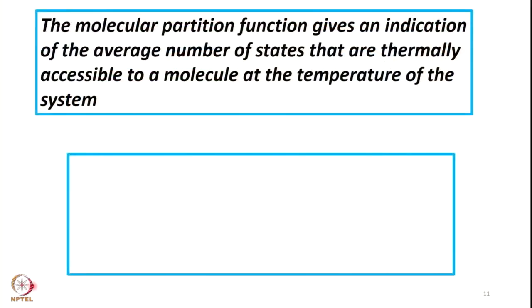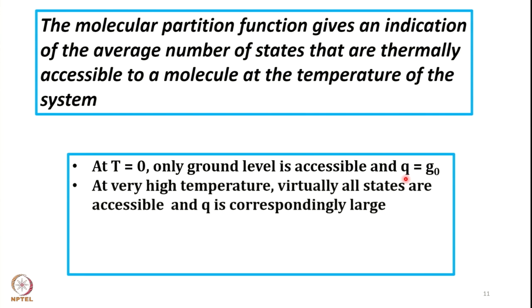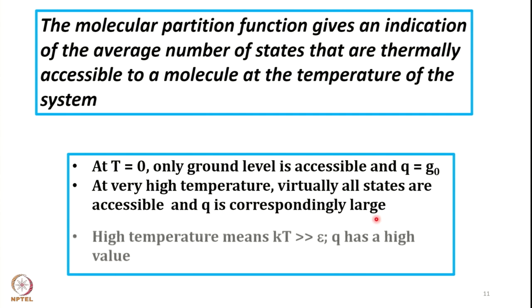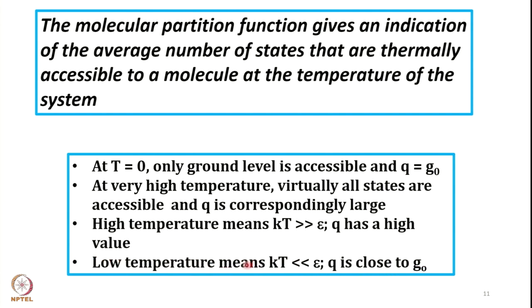So therefore, the take-home lesson from this lecture is that the molecular partition function gives an indication of the average number of states that are thermally accessible to a molecule at the temperature of the system. What are the other key points? At T equal to 0, only the ground level is accessible and q is equal to g0. That is, molecular partition function is equal to degeneracy. At very high temperature, virtually all states are accessible and q is correspondingly very large. That also we discussed. High temperature means this kT is much higher than the energy of that state. And q has a very high value. And low temperature means kT is much, much lesser than energy and q is close to g0.